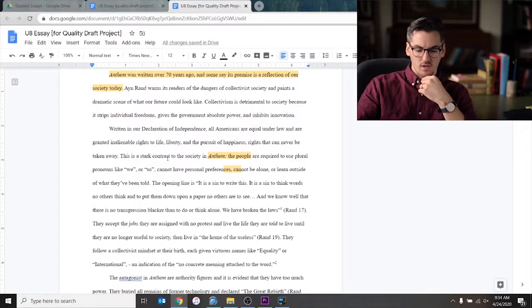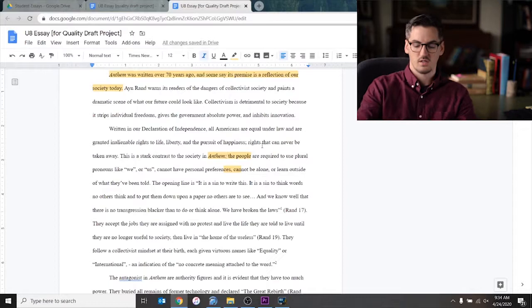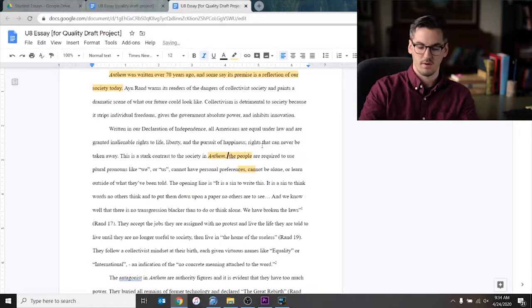This is a stark contrast to the society in Anthem. The people are required to use plural pronouns like we or us, cannot have personal preferences, and cannot be alone or learn outside of what they've been told. So at this point, this is a run-on sentence. The first thing we should change is this colon. We should just make it a period there.